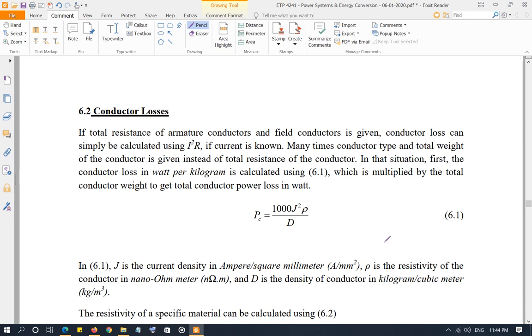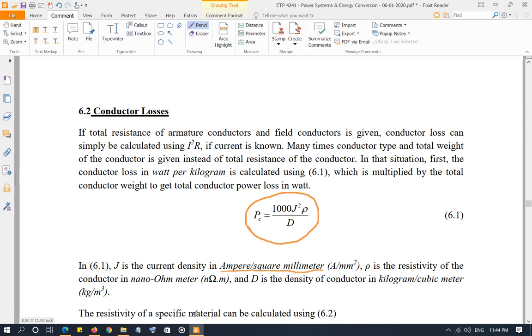There is another way to calculate the copper loss, because of the weight of the conductor. And this is the equation. PC is the copper loss per kilogram. J is current density, and the unit of this current density that we take is ampere per square millimeter. Remember, the general unit of current density is ampere per meter square, but in this equation we are using ampere per millimeter square.